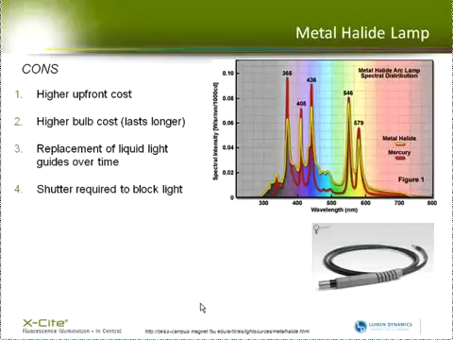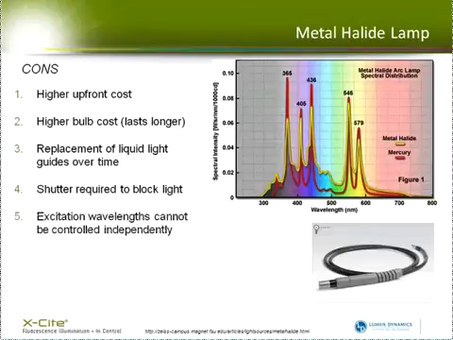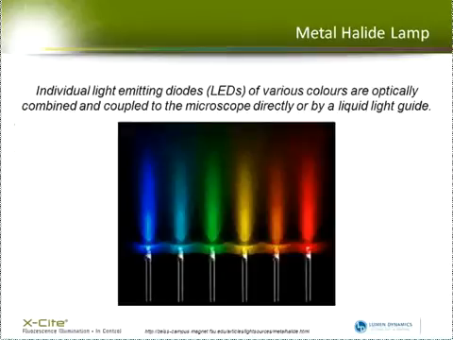So you do require a shutter to block the light. It doesn't switch on and off automatically. And you can't control the excitation wavelengths independently. Similar to the HBO and the Xenon, you'd have to have a filter wheel or filter cubes in order to specifically select different colors for excitation.